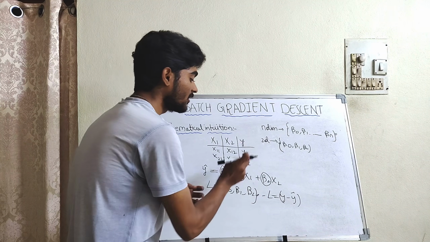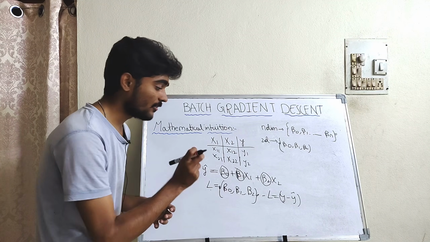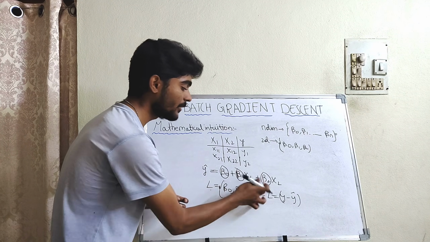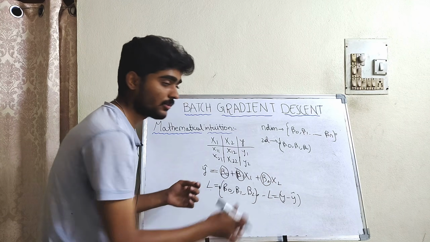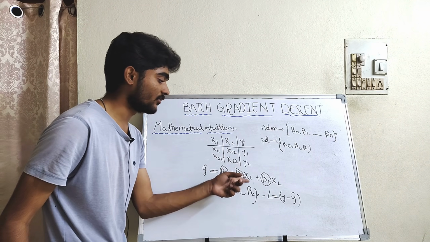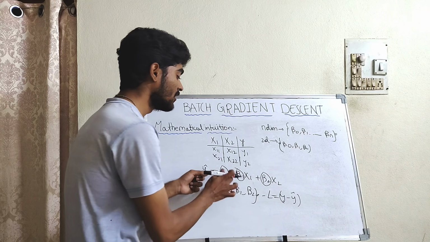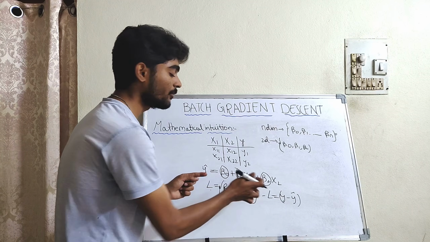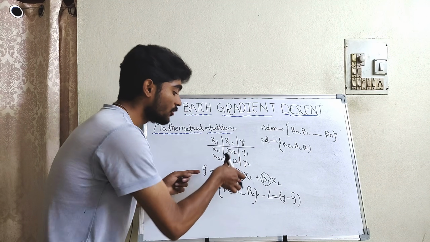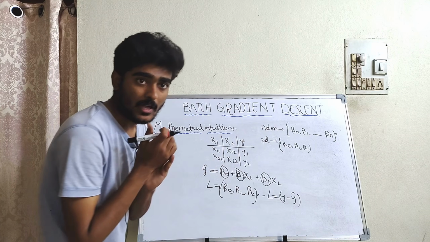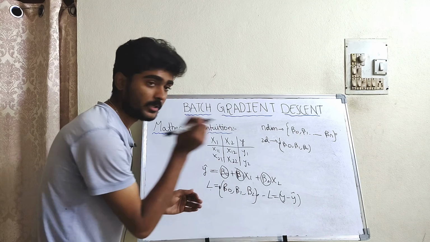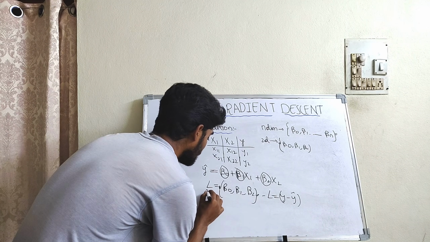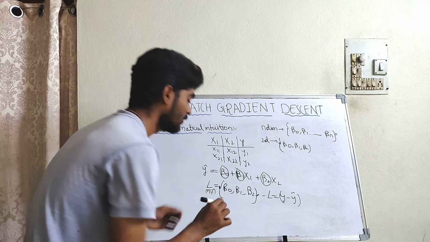But in this equation, what are the terms that are varying? Beta naught, beta 1, beta 2, right? This x1 and x2 are constants that come from the data. What are varying are beta 0, beta 1, beta 2. Now if you tune these beta 0, beta 1, beta 2 values, you will get minimum loss.